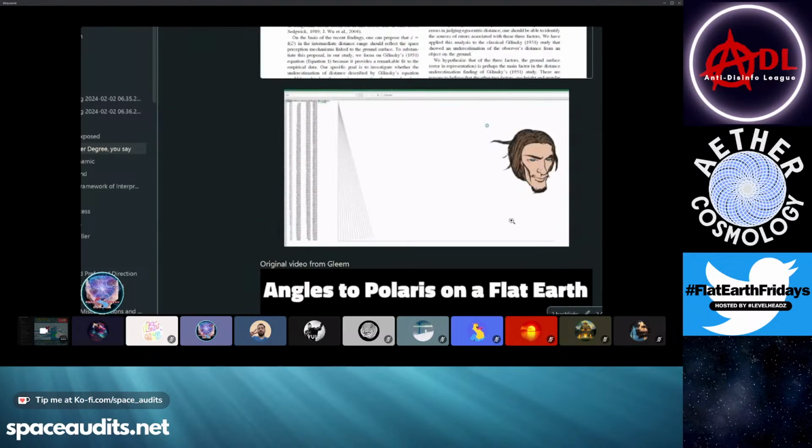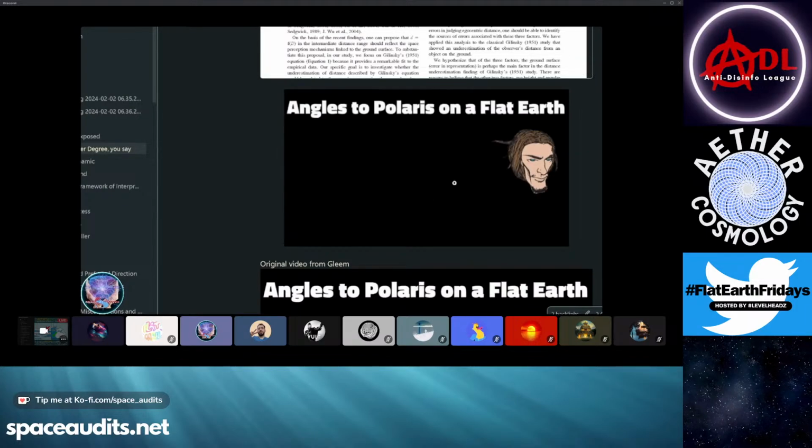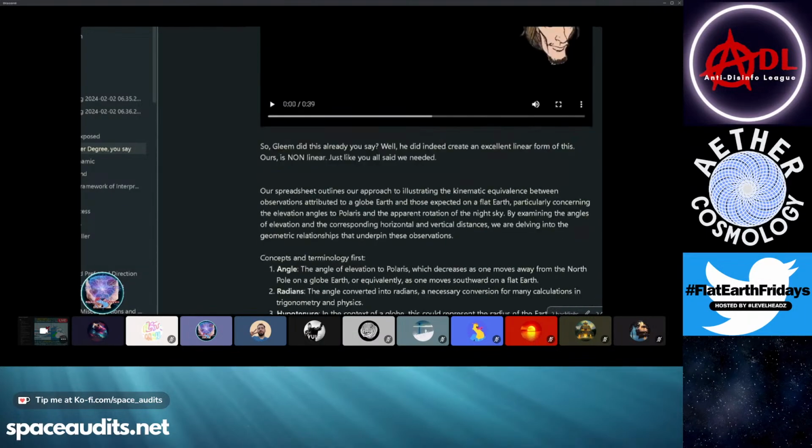Here's his macro where he graphed all of his linear functions showing elevation angles to Polaris at each latitude. This is indeed what it's based on, but we did it slightly differently than Gleam. He went linearly, and we're going to go non-linearly. He did an excellent job on what he did, absolutely, but we're going to take it a little bit further.